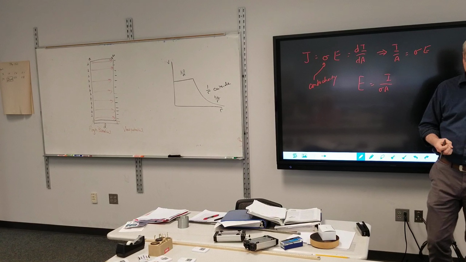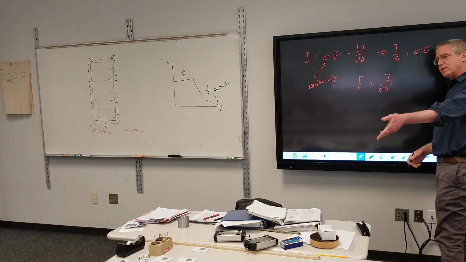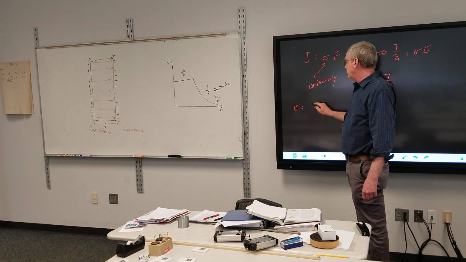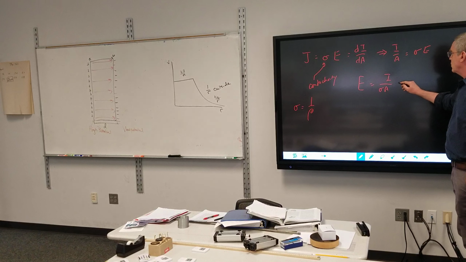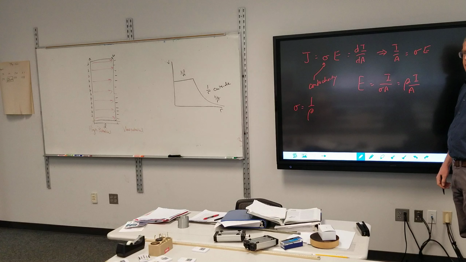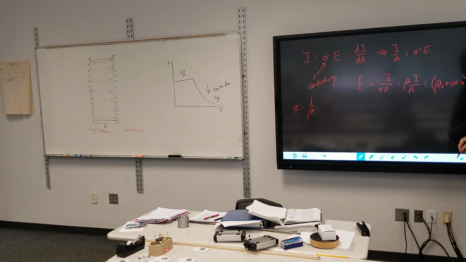Now, it comes down to the relationship between the conductivity and resistivity, because they tell us the resistivity in the problem. The conductivity is just the reciprocal of the resistivity. So this becomes the resistivity times I over A. And then it's just a matter of the equation they gave us: resistivity is rho sub naught plus alpha x. I is constant, A is constant, rho sub naught and alpha are constant. We have only one variable here, and that's x.